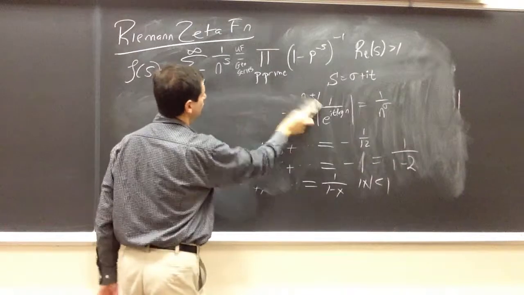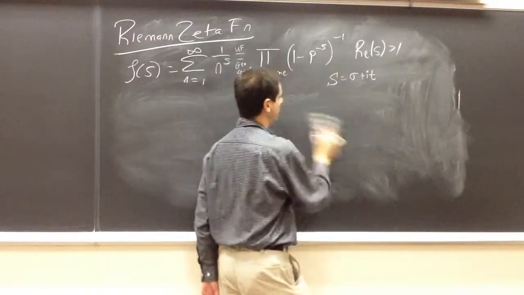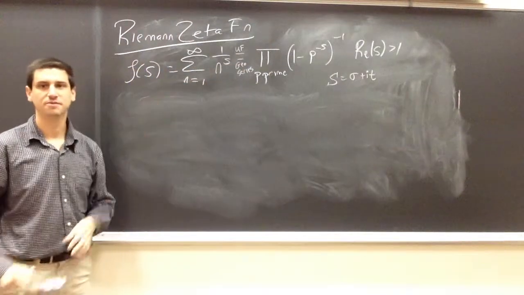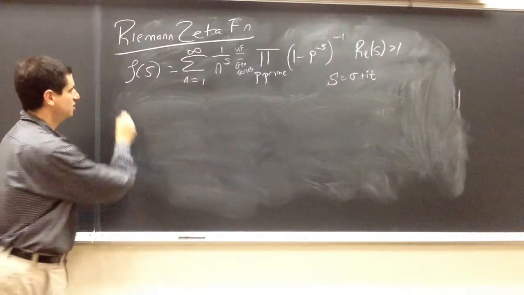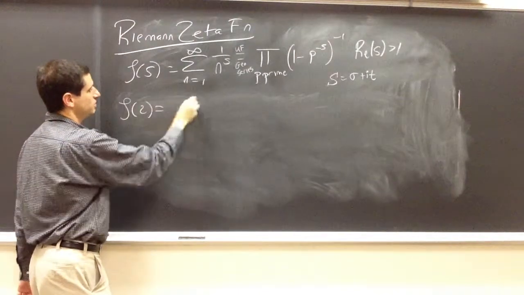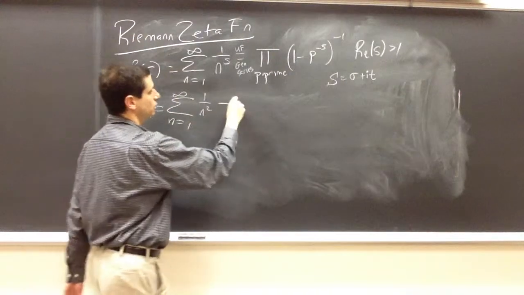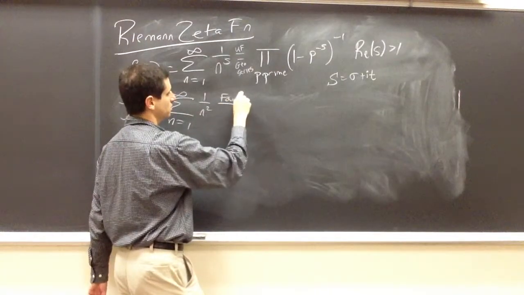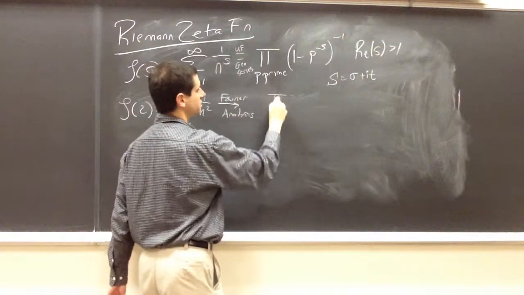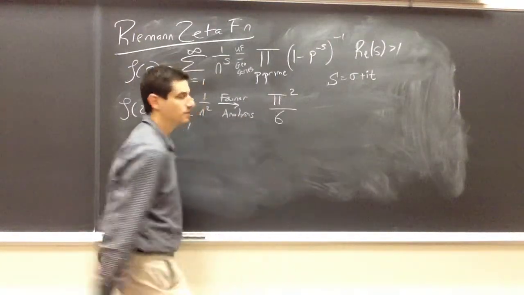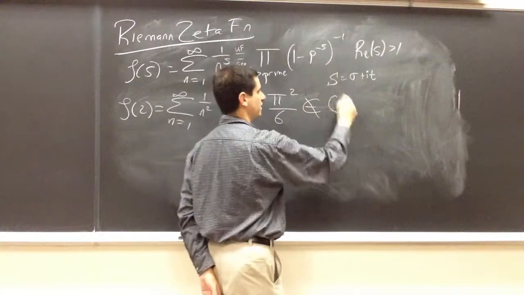So let's go for it. What do you think would be a really good choice of s to take? I can study this function for any value of s. Give me a value of s. 2. All right. So we have the sum n goes from 1 to infinity of 1 over n squared. Using Fourier analysis, it turns out that this is pi squared over 6. And it turns out pi squared over 6 is an irrational number.